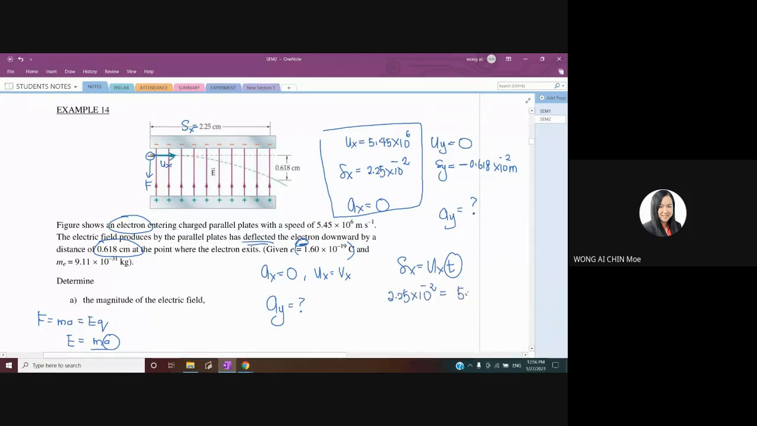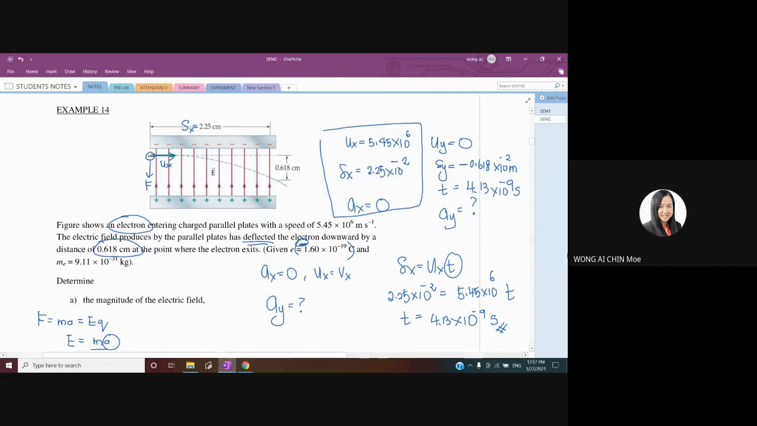Okay, Ux is 5.45 times 10 to the power of 6, and then T. So your time taken, if you press calculator, you will get 4.13 times 10 to the power of negative 9 seconds. The time for the X component is equal to the Y component as well, so your time is 4.13 times 10 to the power negative 9 seconds. Now you have U, you have S, you have T, you want to find A.